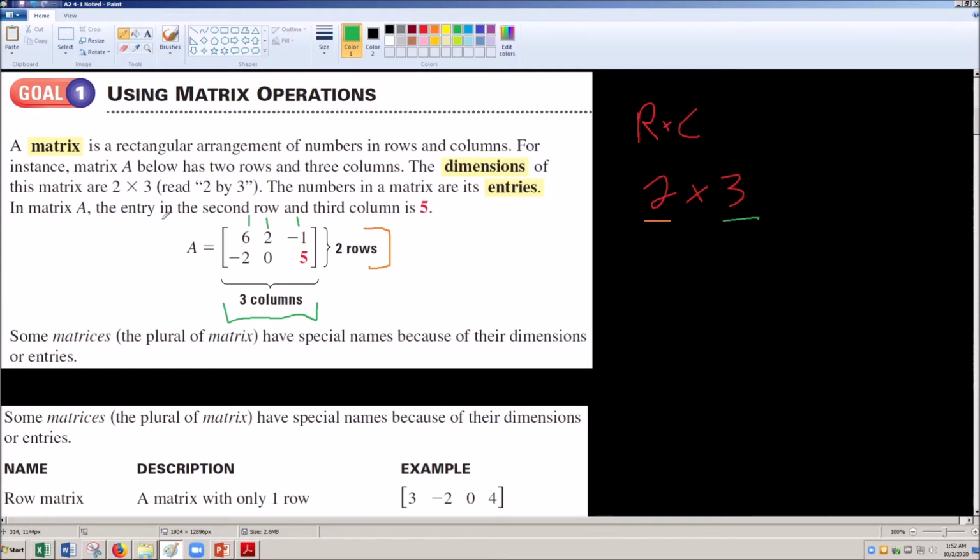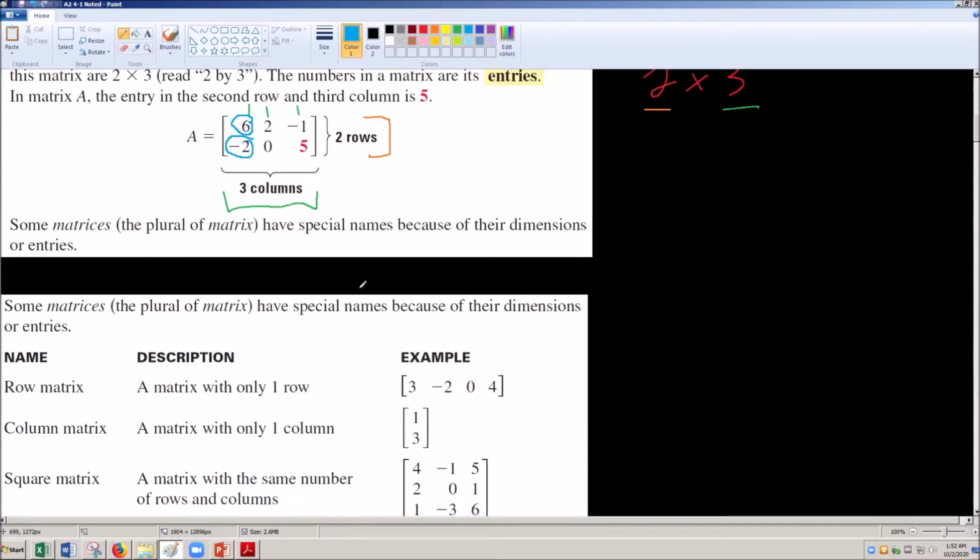When we talk about an entry, we talk about a single value in this matrix. Say I want to talk about row 1, column 1, I'd be talking about the number 6. If I want to talk about row 2, column 1, I'd be talking about this value here, the -2. So we count down and we count to the right for our rows and columns, respectively.